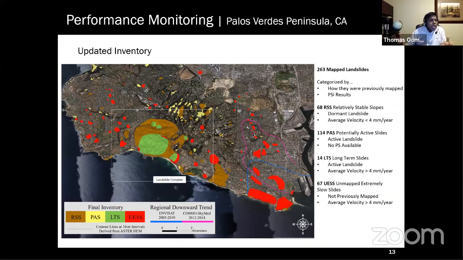Be it for a new site that you want to plan in this area, now you have an idea of the sites or locations where there is ground movement happening. So if your site or the project that you're planning is going to be close to that location, you can take necessary measures or even avoid building in those sites.